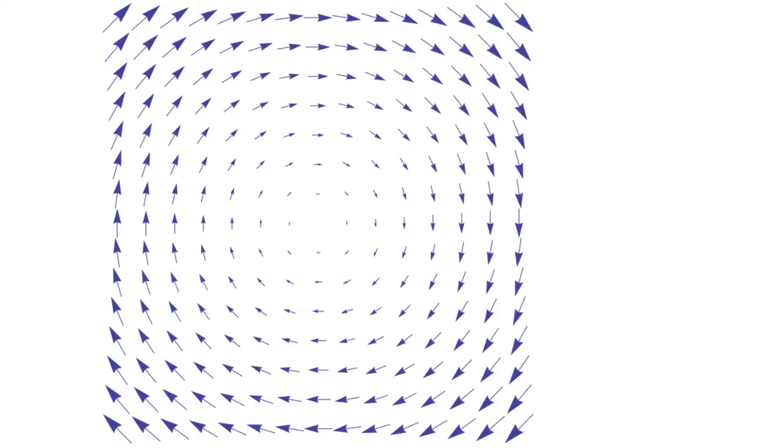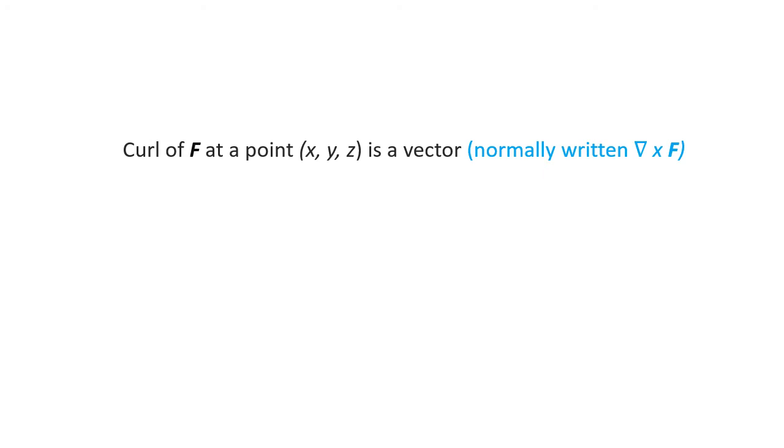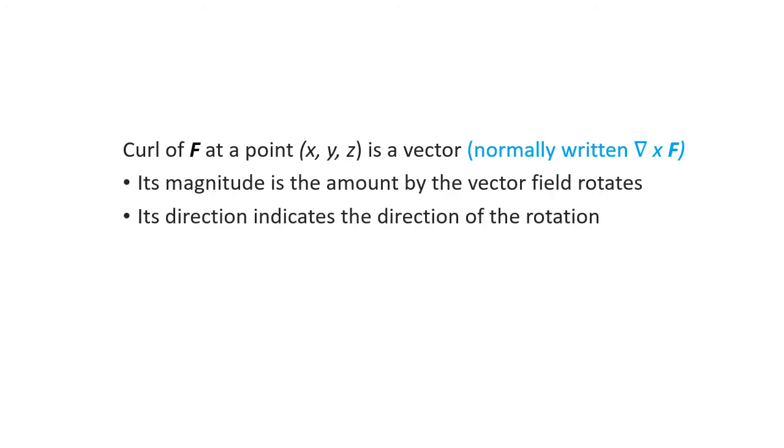So the idea of curl is to do with rotating vector fields such as this one. The orientation of a vector field rotates in space. If we have a rotating vector field, we can define the curl of the vector field at a particular point, which is normally written del cross F, as a vector, and its magnitude is the amount by which the vector field rotates around that point, and its direction indicates the direction of the rotation.